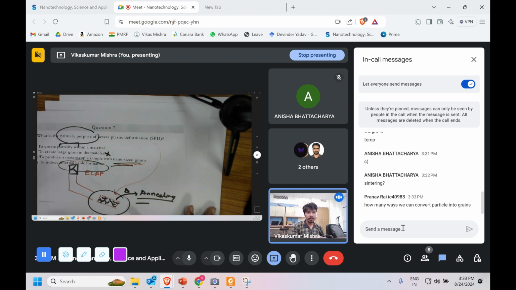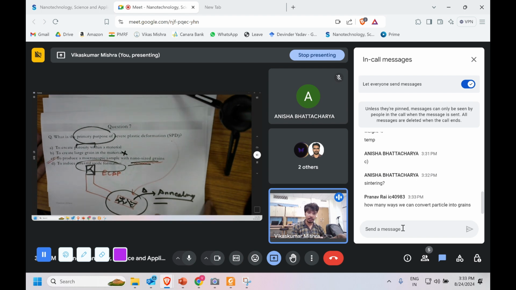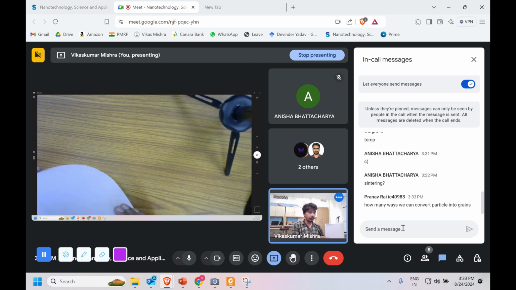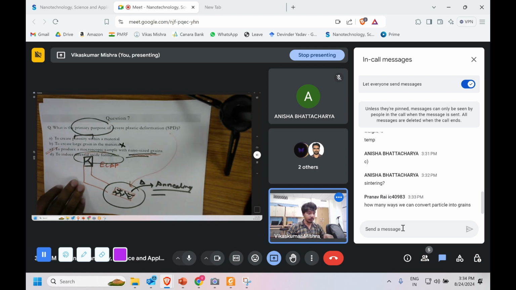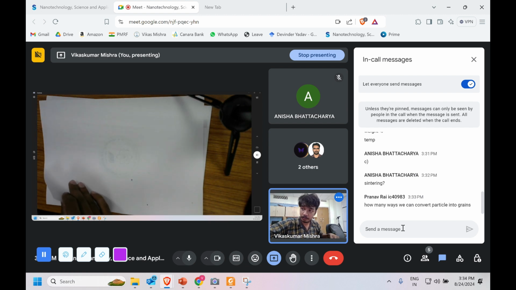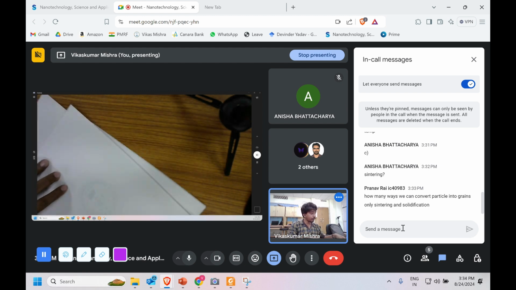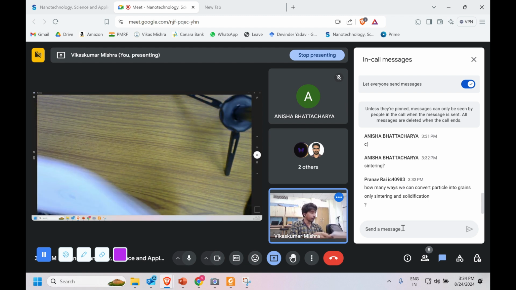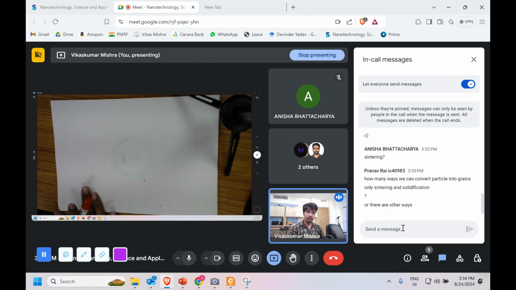How many ways can we convert a particle into grains? Okay, that's a good question. Let's focus on this question, that we are having the particles. Let me use one more paper. Only sintering and solidification, or is there any other way?